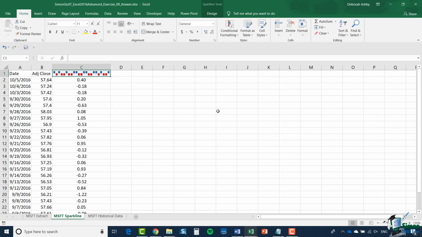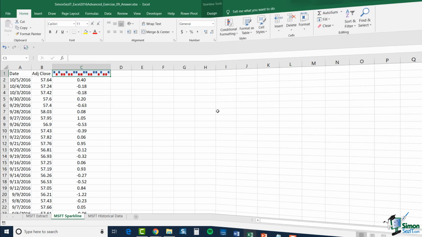If you just insert a sparkline with the data in the normal reverse chronological order, it will be the other way round. Now, you could reverse the data, but I would rather you look at the Sparkline Tools Design tab options and realize that you can actually reverse the order in which it interprets that data. So that's the win-loss sparkline.